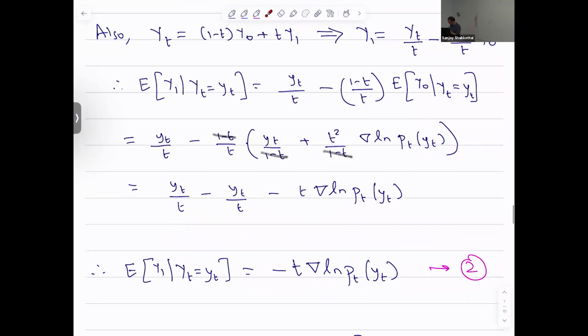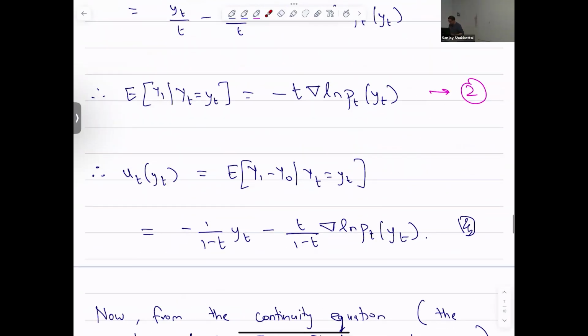Okay, which will give me that conditional expectation of y1 is minus t grad log pt of yt. So that means ut is y1 minus y0. You just put this together, and that's all there is to it. It's a very, very simple derivation. There's nothing fancy here. And therefore, the reverse field is all that stuff. Change t to 1 minus t, and yes.